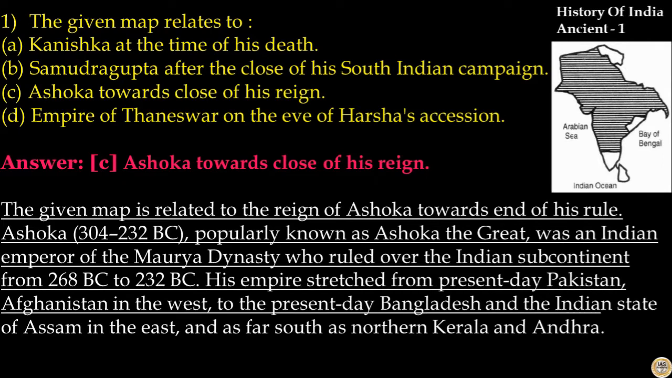Ashoka, popularly known as Ashoka the Great, was an Indian emperor of Maurya dynasty who ruled over the Indian subcontinent from 268 BC to 232 BC. His empire stretched from present-day Pakistan, Afghanistan in the west to present-day Bangladesh and Indian state of Assam in the east, and as far south as northern Kerala and Andhra.